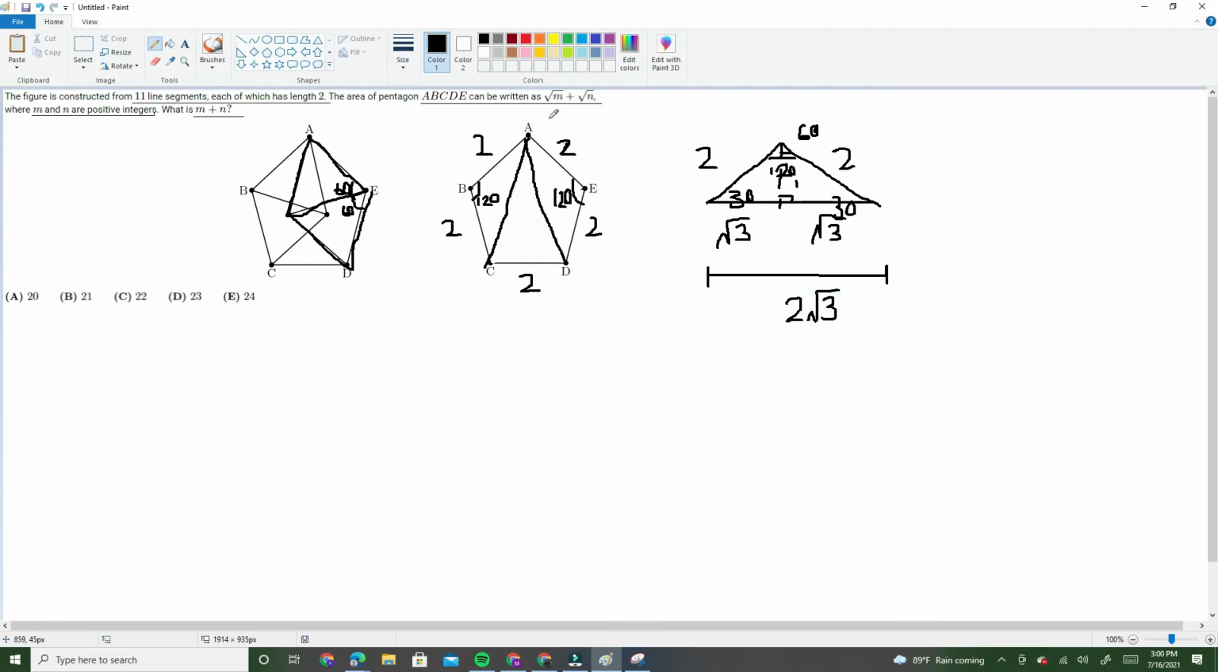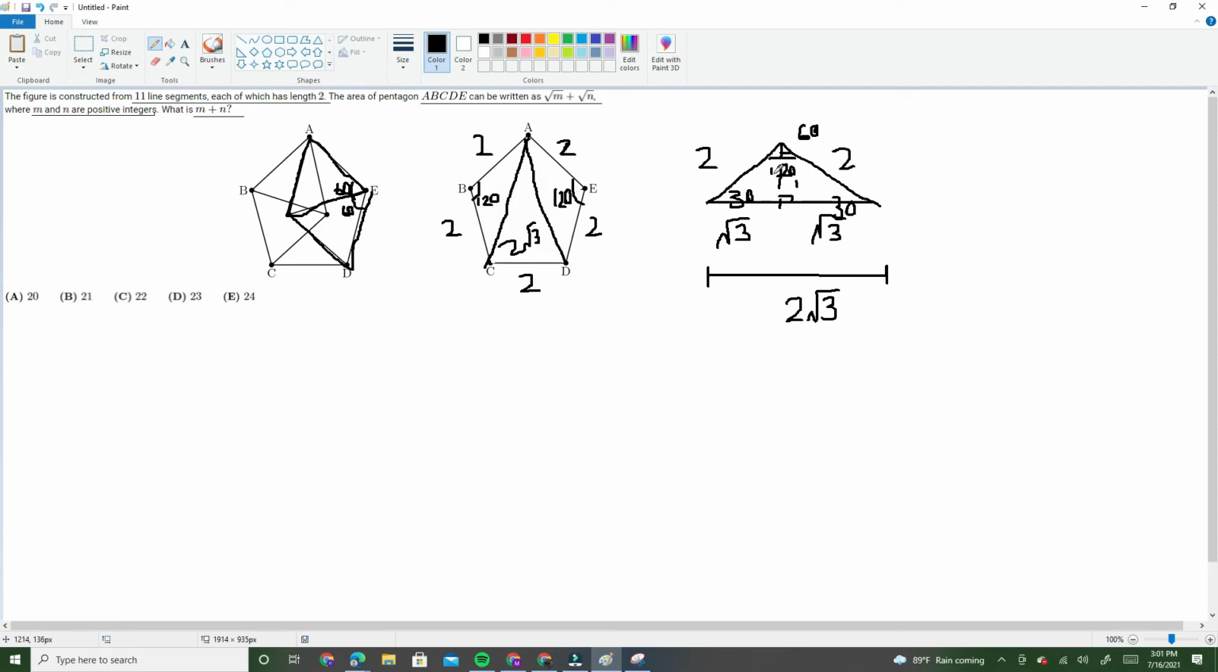So line segments AC and AD each have a length of 2 root 3. But wait, we can actually figure out some of these areas as well. Since we knew pretty much every length along with the altitude of this triangle AED or ABC, we can pretty much compute its area.